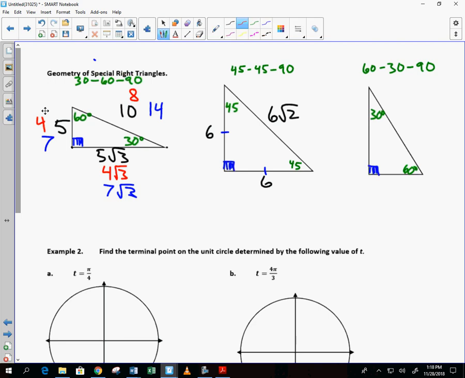Try another one. Suppose this length was 5. What would this length be? 5. What would this length be? 5 roots of 2. Watch me go, I'm going to do it a different way. Suppose that this had a length of 3 roots of 2. What would this length be? 3. And what would this length be? 3.